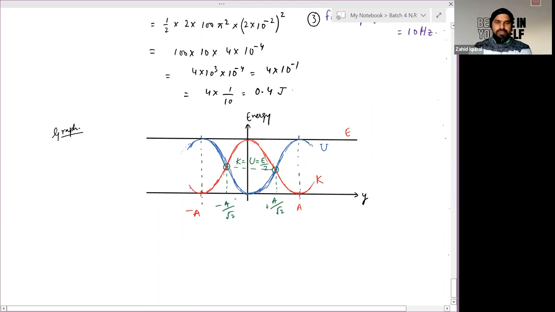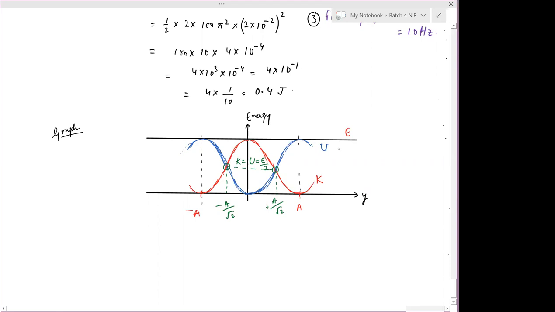So you'll be asked at what displacement potential energy and kinetic energy become equal, and what will be the value of total energy at this point. So total energy remains same. Kinetic energy and potential energy at this point will be half of total energy. And this point is a by root 2, or displacement is a by root 2. Is it clear? So why is it a by root 2?